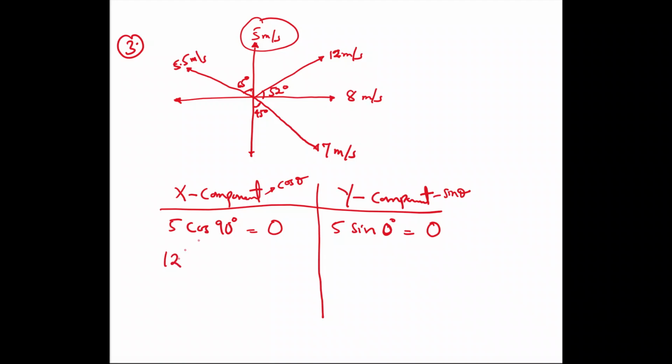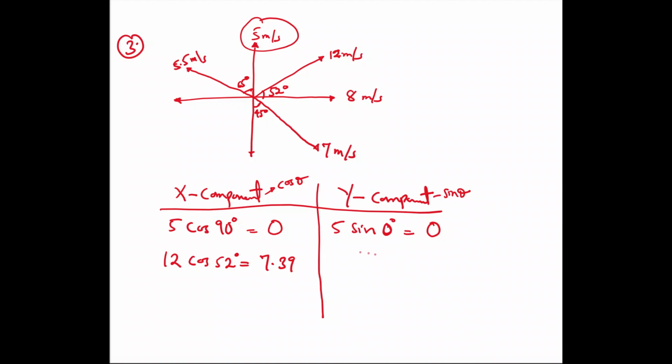So now let's go to the next one. We have 12. Now I told you that for the x component, when you calculate the angle, it must be the angle that is facing the horizontal part, like this. So from here to here is 52 degrees. So we're going to just use the 52 degrees. That will be 12 cos 52, which will give us 7.39.